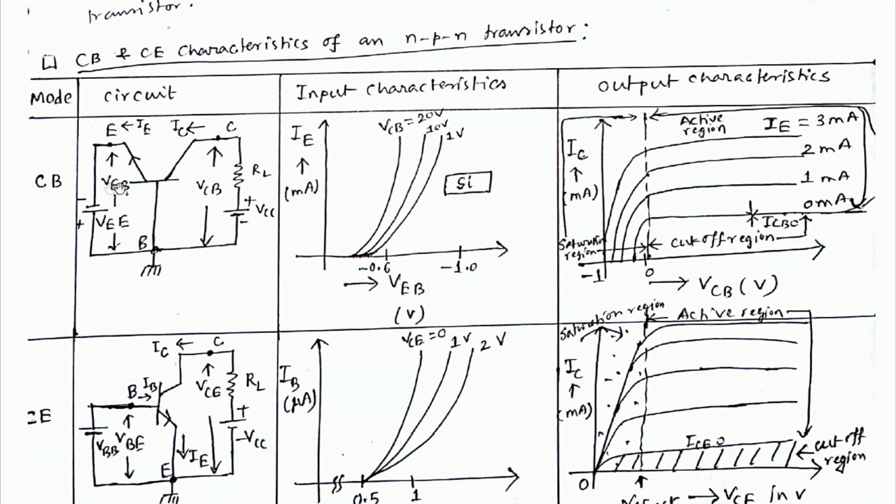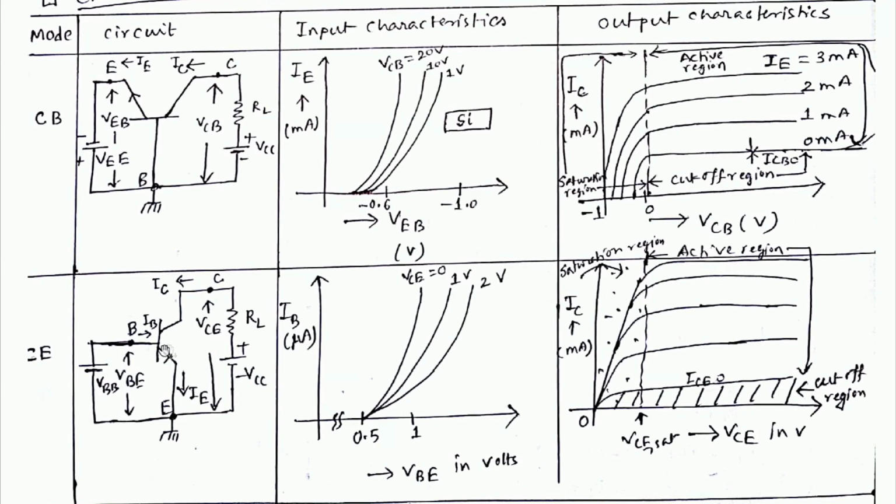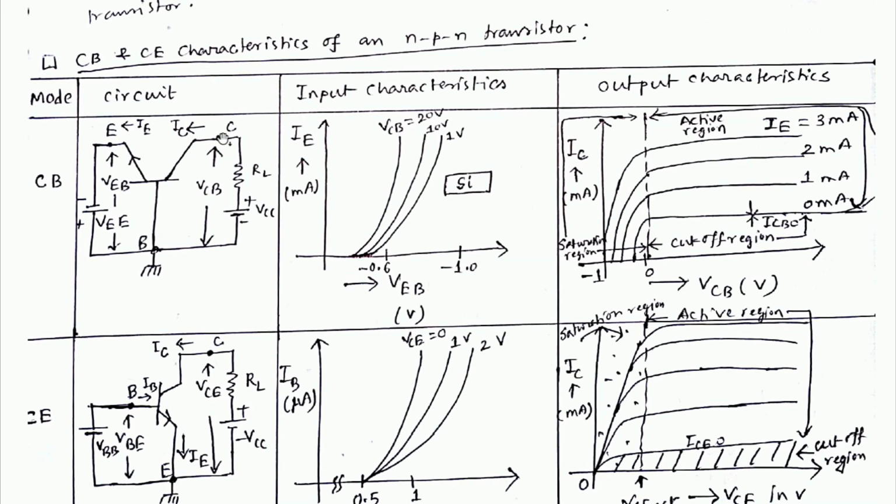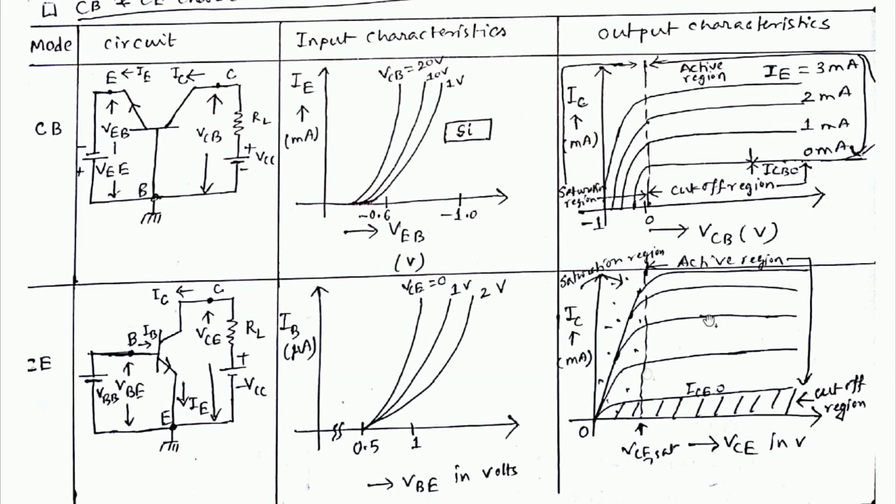CB, CE characteristics of an NPN transistor, you just look into it. This is CB mode, this is CE mode, and this is input. Input means, look here, you get IE and VEB. So this is input. Same here, IB versus VBE, and the output section IC versus VCB. Here IC versus VCE. The graphs are almost similar, but there is a slight difference. You can make it out.